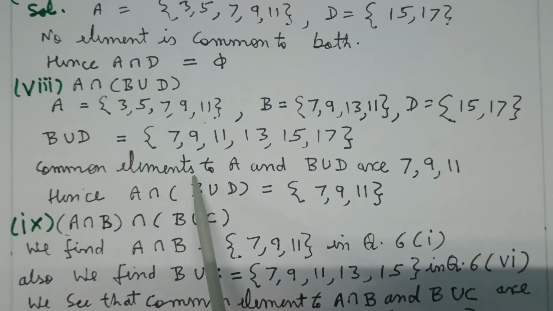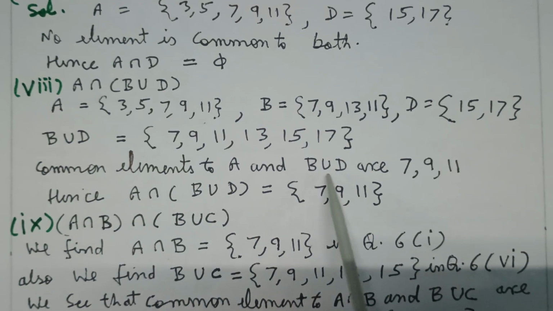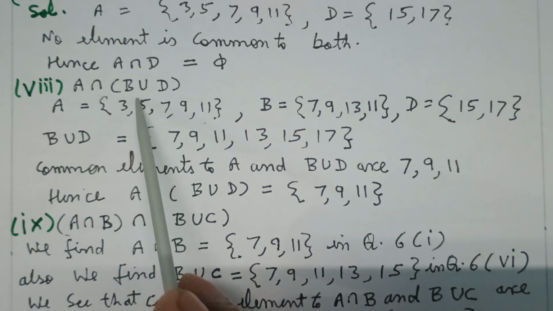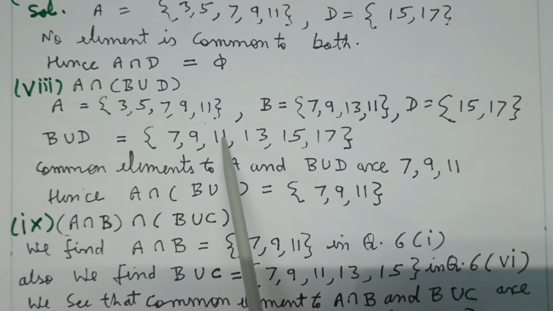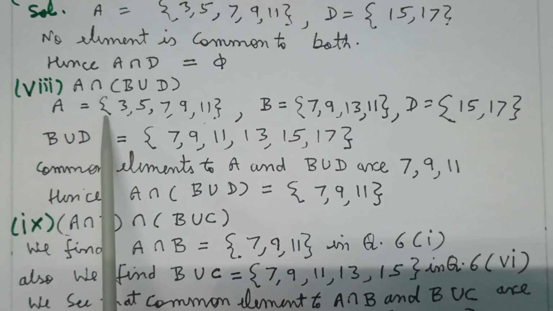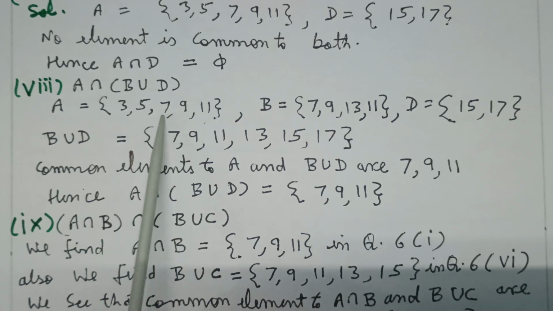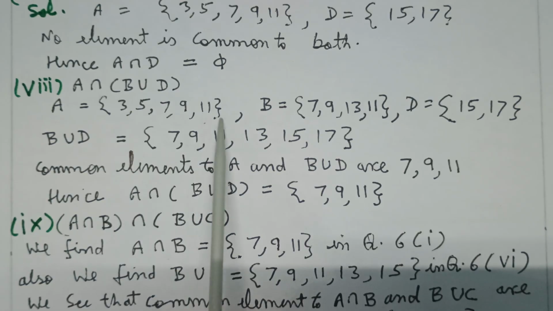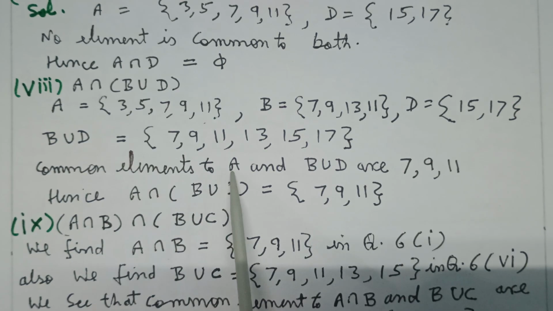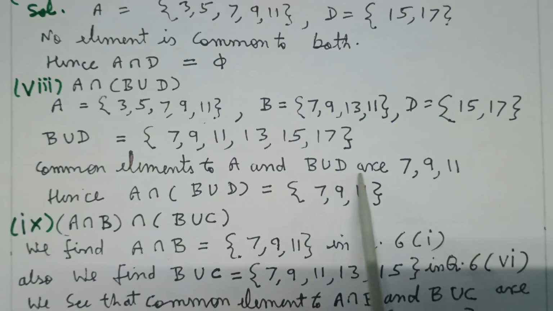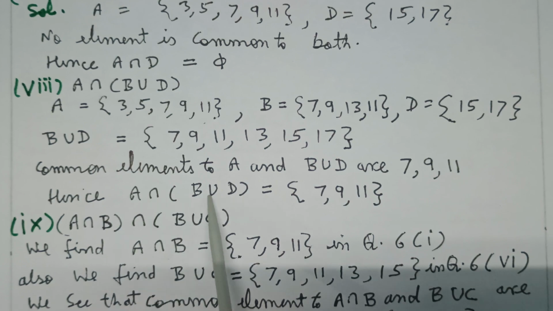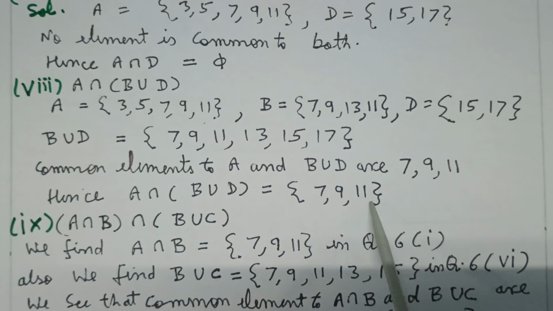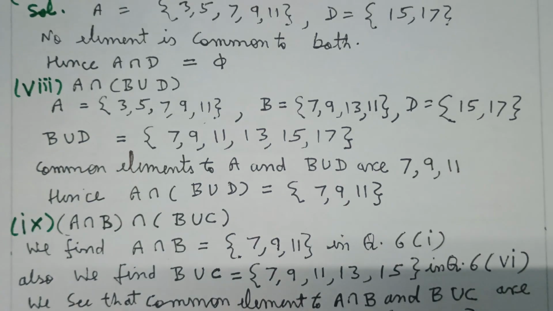Now common elements to A and B union D are, अब A और B union D में देखिए कॉमन एलिमेंट्स क्या हैं. 3 नहीं है, 5 नहीं है, 7 yes, 9 yes, and 11 yes. So common elements to A and B union D are 7, 9, 11. Hence A intersection B union D is equal to 7, 9, 11 within braces. Now ninth part.